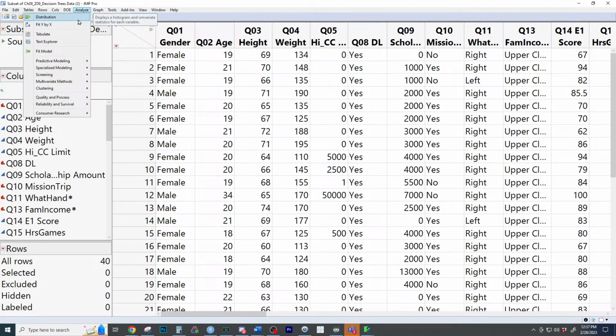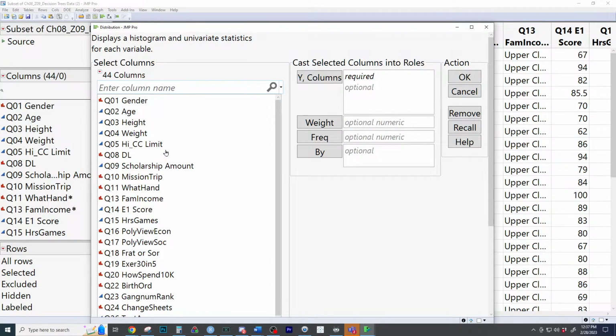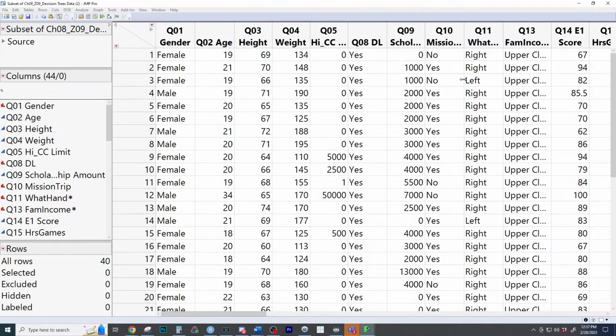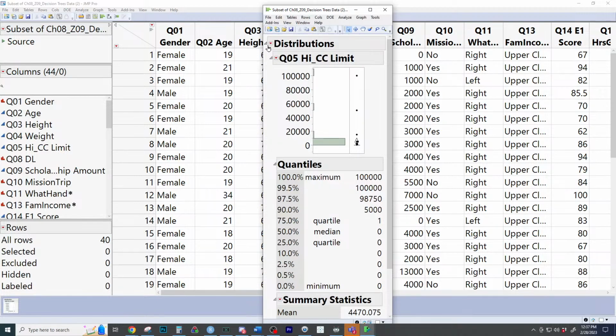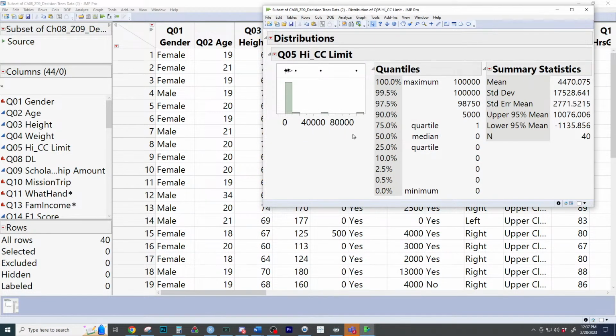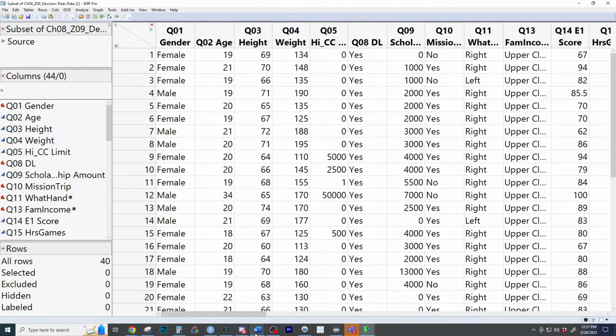So you could say, let's look at the distribution of upper class people and what's their credit card limit. Why not? What's the distribution of credit card limit for upper class people? $100,000. That's crazy. But a lot of people didn't have credit cards. 50% of the upper class, which was 40 individuals, had a max credit card of 0, which sounds like they don't have one. So really good work right there.